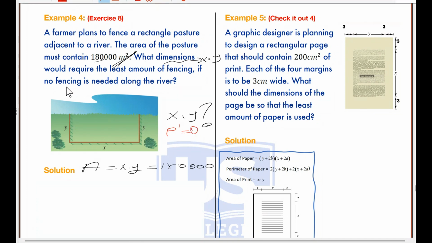Least, lowest, greatest, smallest, maximum, minimum, they all mean the derivative. So we are going to take the derivative of the perimeter, equate it to 0, and find the dimensions. First of all, let's figure out what the perimeter of the fence is. When you look at the fence, we have two widths, two Y, plus one length, X.